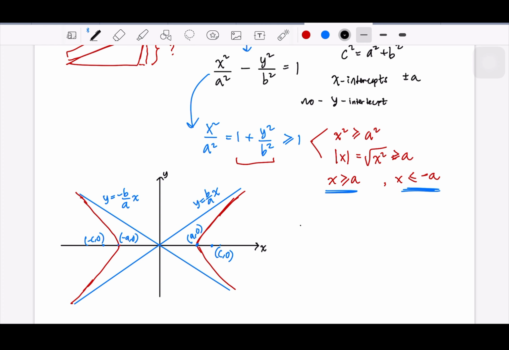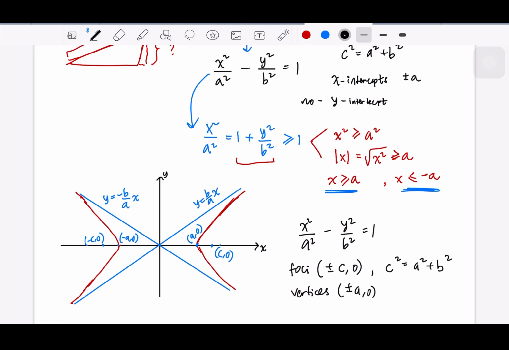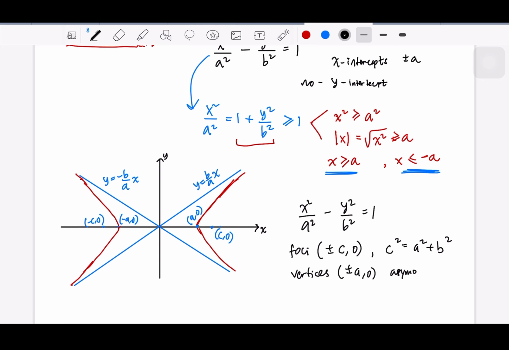Okay. So if we have x squared over a squared minus y squared over b squared equal 1, this has focus plus minus c, 0, and then c squared is a squared plus b squared, and then the vertices plus minus a, and asymptote b over a x.